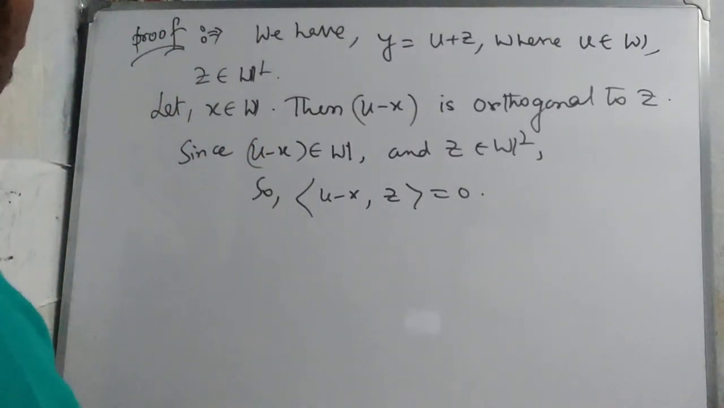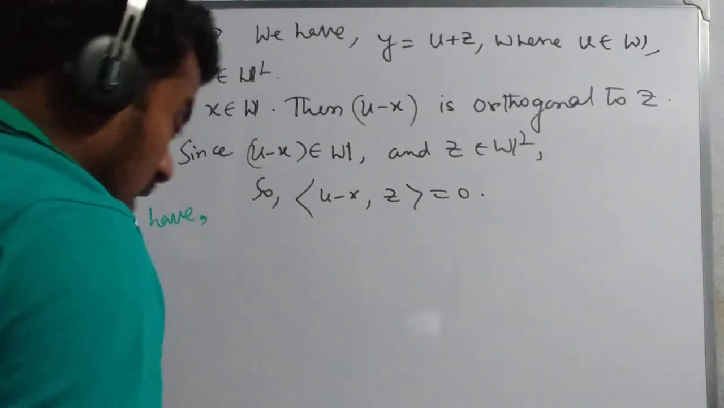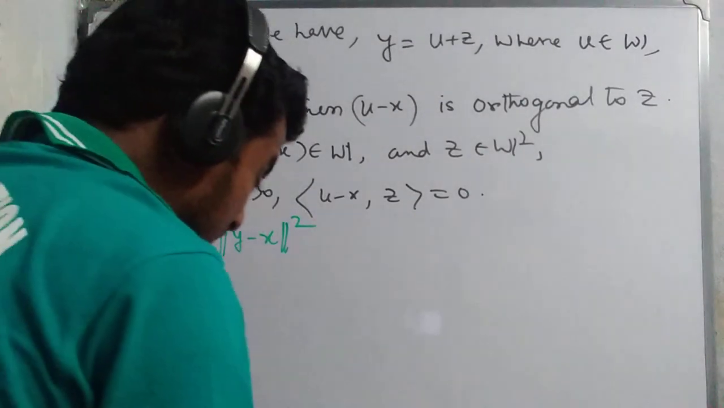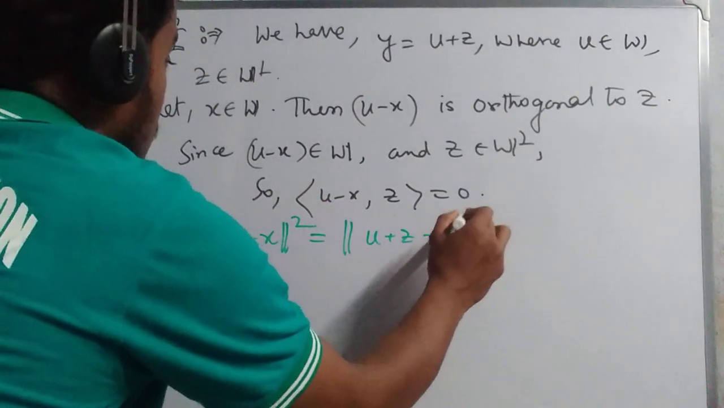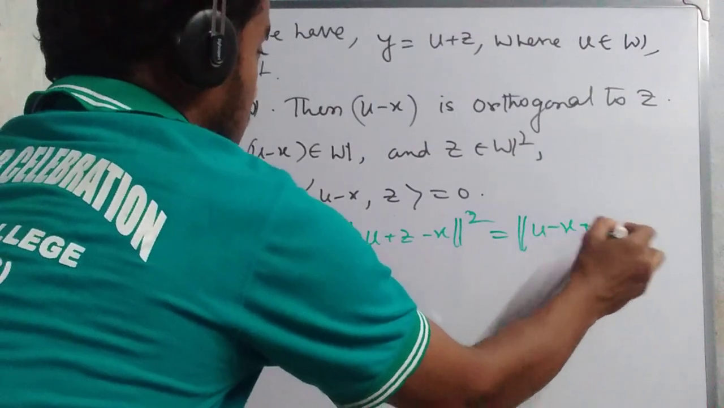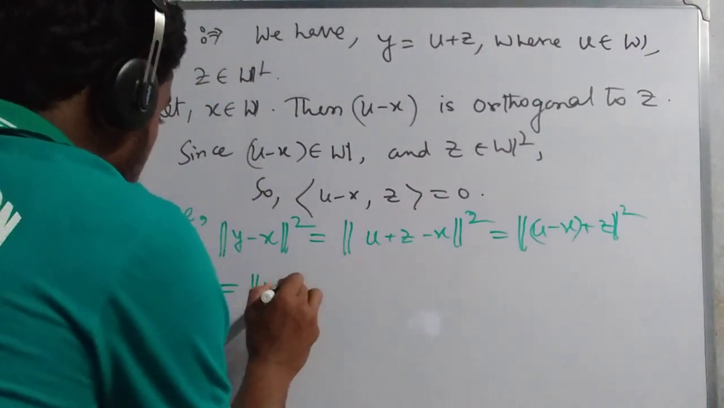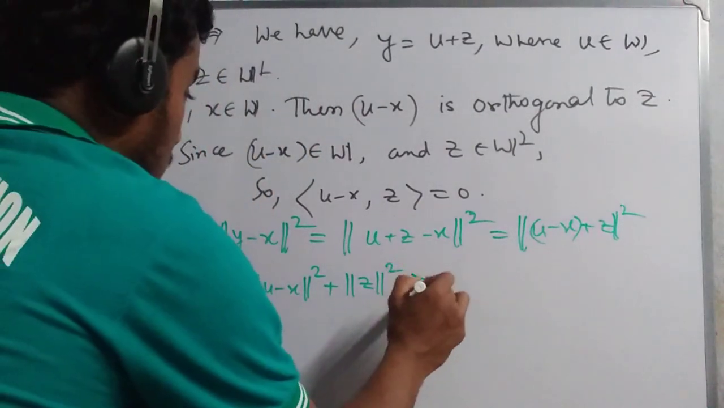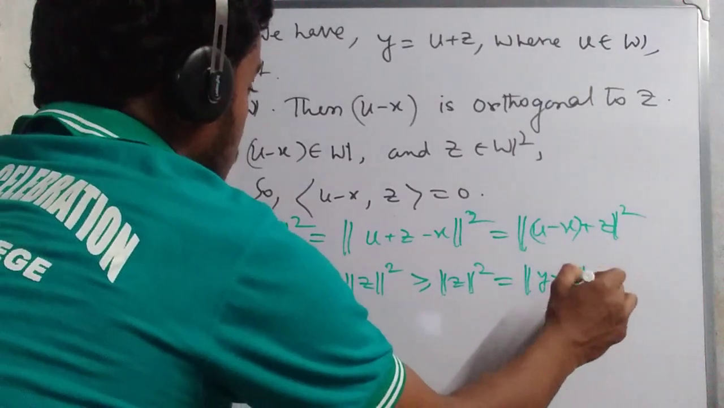Now we discuss here: the norm of y minus x, squared, equals the norm of u plus z minus x, squared. This equals the norm of u minus x plus z, squared. This equals the norm of u minus x squared plus the norm of z squared. This is greater than or equal to the norm of z squared. This equals the norm of y minus u squared.